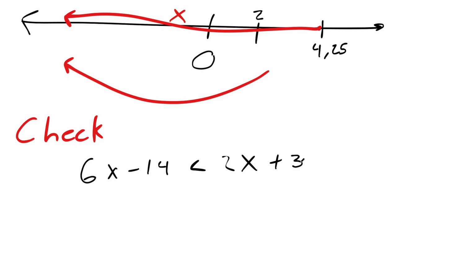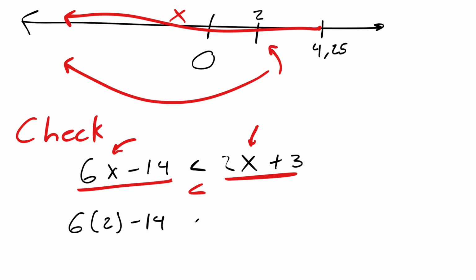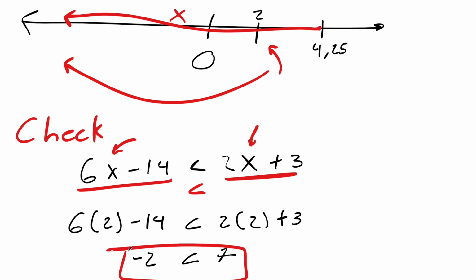What shall we do? Well, let's input a number for the variable x, for example 2. If we take this 2 and put it in the x's, this side must be lower than the other side. So let's prove it. 6 times 2 minus 14 is lower than 2 times 2 plus 3. Alright, 6 times 2 is 12 minus 14 equals negative 2. Now lower than 2 times 2, which is 4, plus 3 is 7. And so we can see that it is correct.